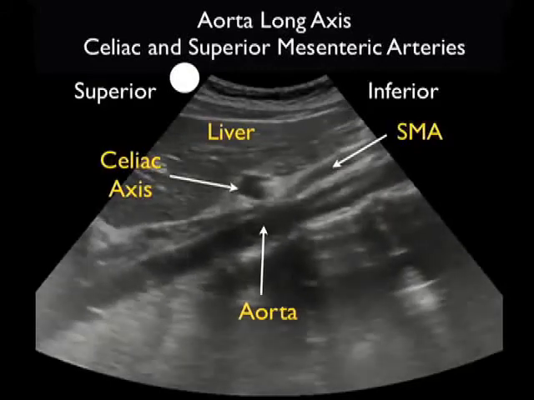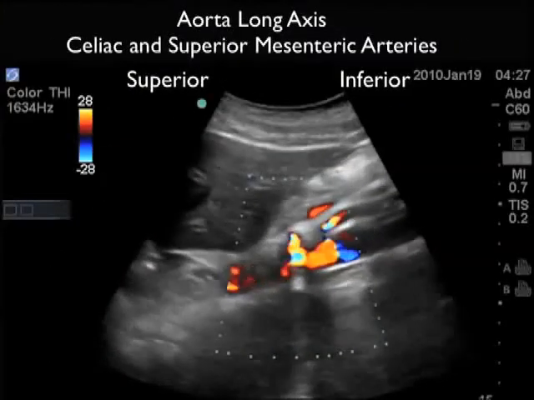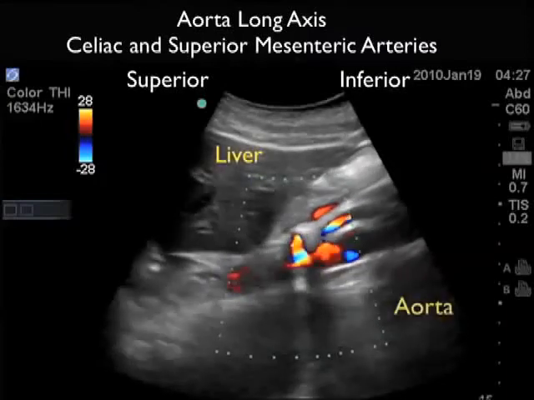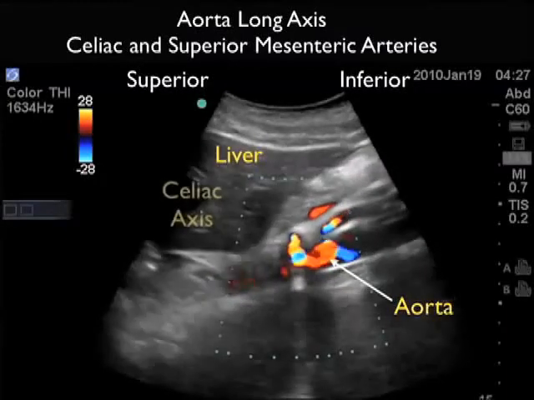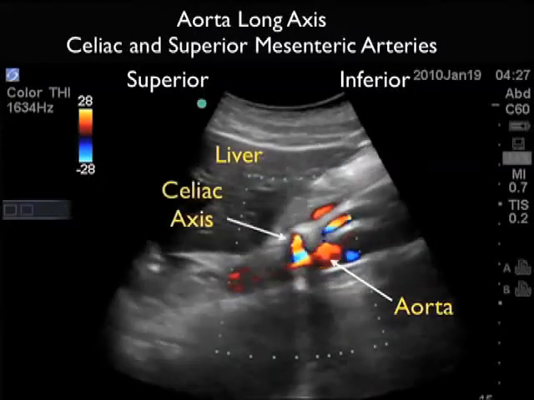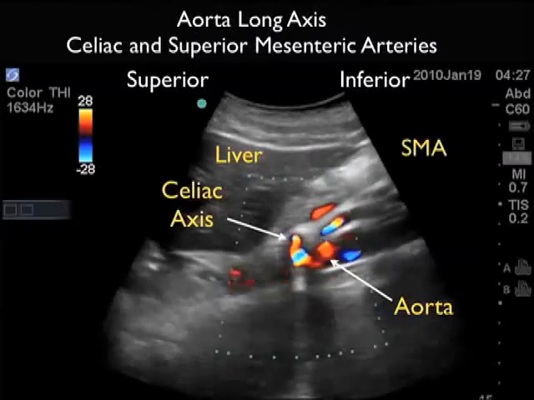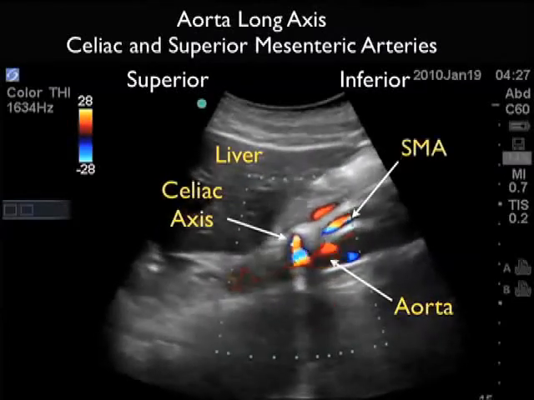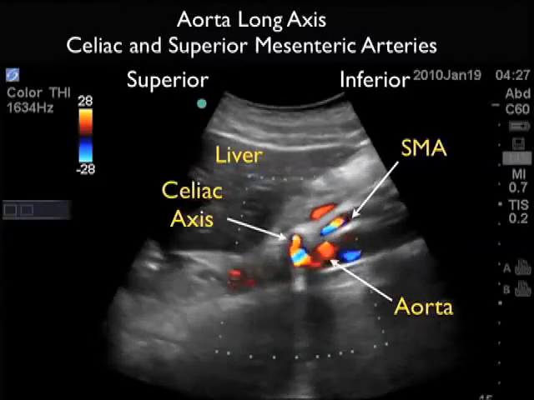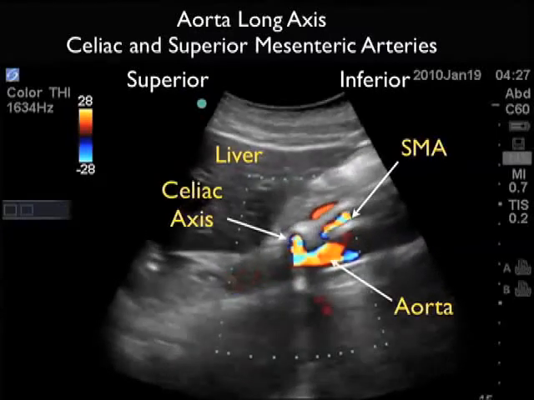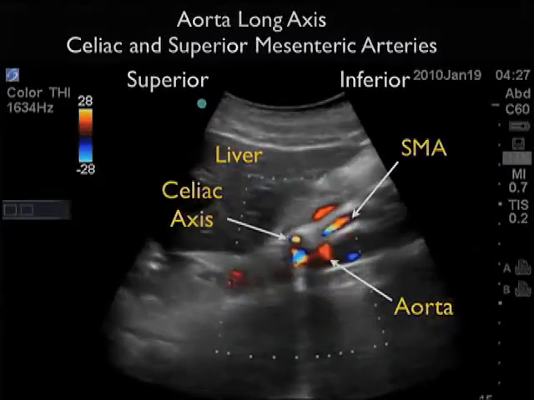We can apply color flow Doppler to the aorta in long axis view, and again we can see the pulsations of the aorta with each heartbeat. We see the liver anteriorly in a mid-sagittal configuration, and notice the celiac axis arching here superiorly, and the superior mesenteric artery moving inferiorly down towards the intestine.